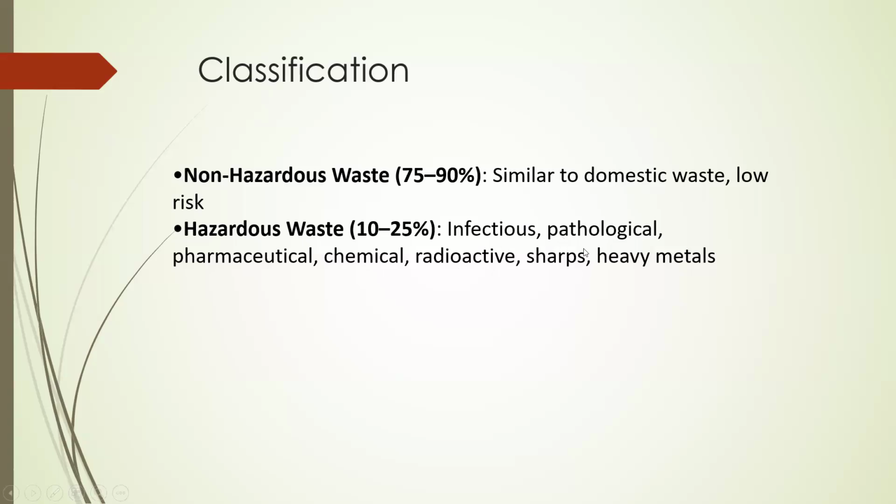Sharp materials: items such as needles, syringes, scalpels, blades, and broken glass. All sharp materials can puncture or cut skin and are often contaminated with infectious material, making them doubly hazardous. Last is heavy metals. It includes things like batteries or medical devices containing lead, cadmium, or mercury. These metals can pollute soil and water if not disposed of correctly and pose health risks to humans and animals. So all these categories must be carefully managed to prevent harm to healthcare workers and the public.